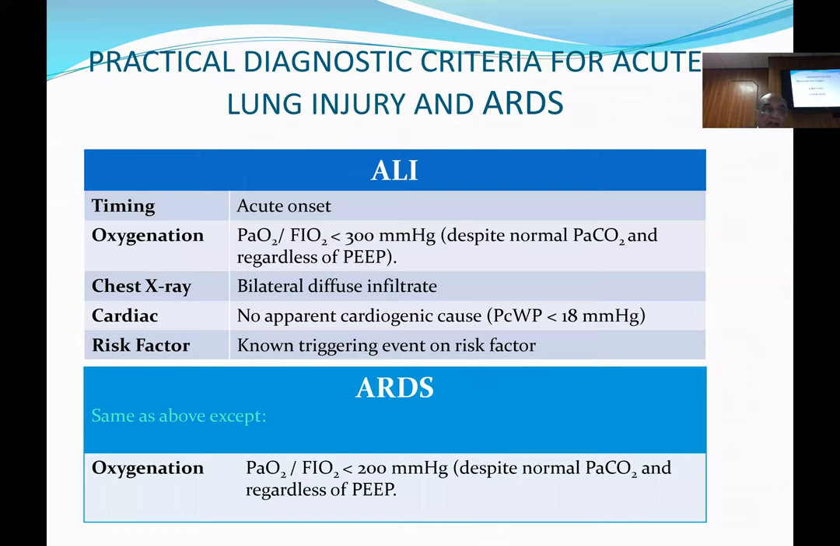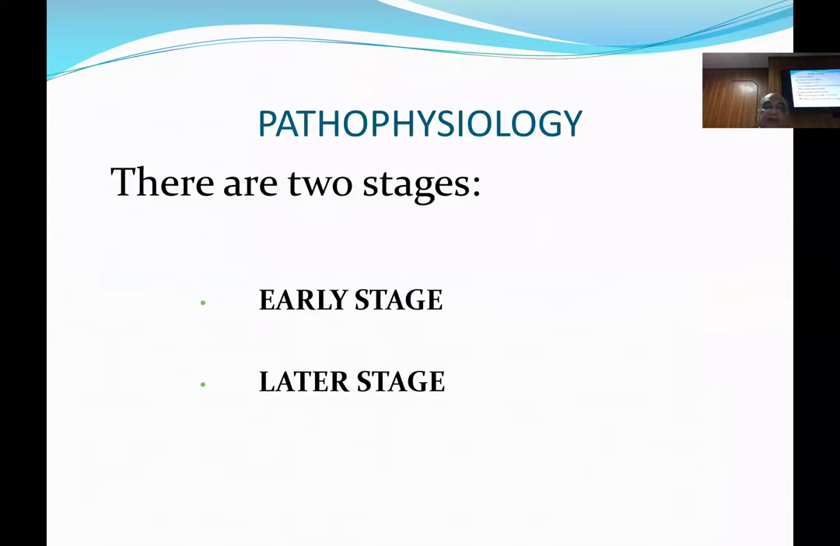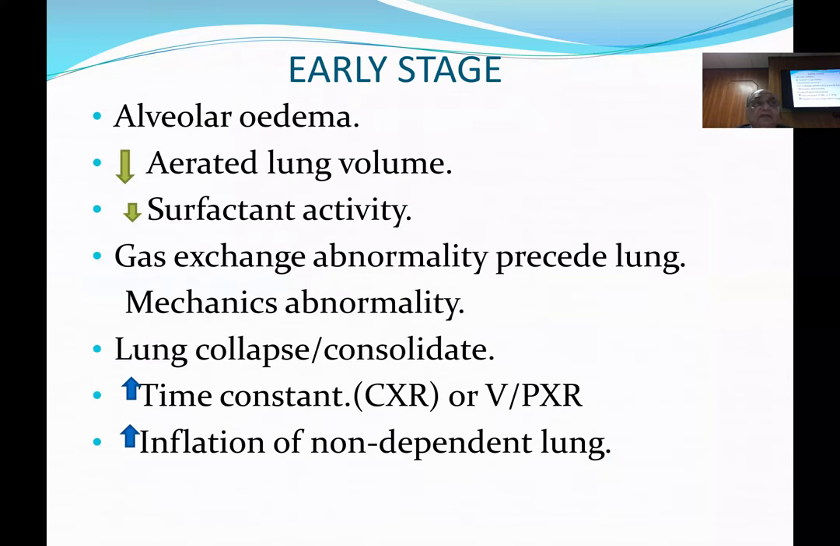So there are two stages, early stage and later stage of ARDS. In the early stage, there is alveolar edema. When there is alveolar edema, it is occupying the alveoli. It means it is reducing the ventilatory area. In those areas, diffusion is reduced. That will reduce the aerated lung volume.